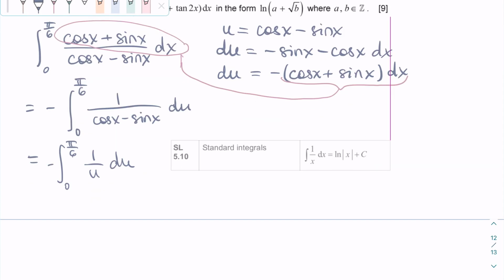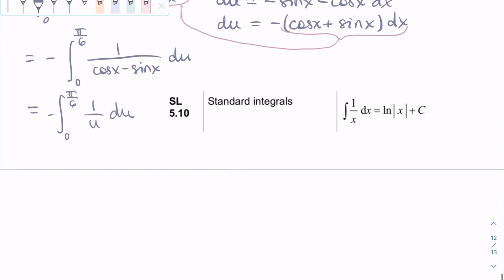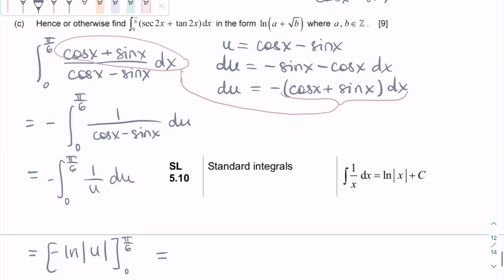Page 12 in the formula booklet contains the standard integrals, which we can use to our advantage. Since we have this standard form of 1 over something, or 1 over x or 1 over u, we can integrate this integral and get ln of the absolute value of u. And also don't forget the minus sign. And we don't write the plus c because this is a definite integral. So instead we write our limits.